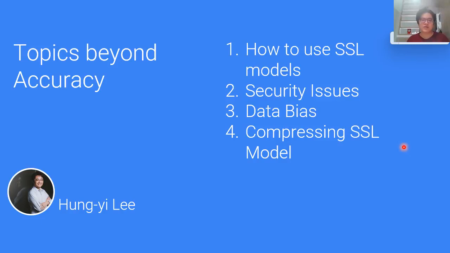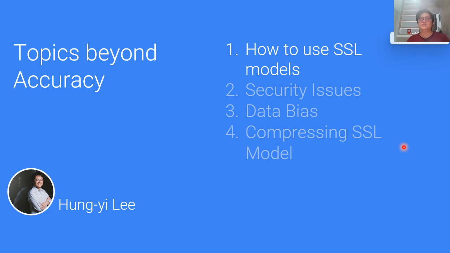In this tutorial, we have seen lots of examples that the self-supervised model is very powerful. We know that the self-supervised model is very powerful in speech recognition and a wide variety of different speech processing tasks. And in this part, I'm going to talk about something beyond accuracy. So besides accuracy, we also care about other factors of self-supervised learning. So here, I'm going to talk about 4 topics.